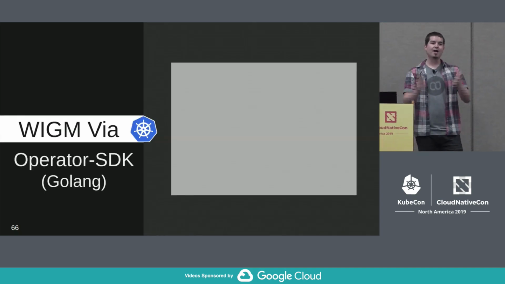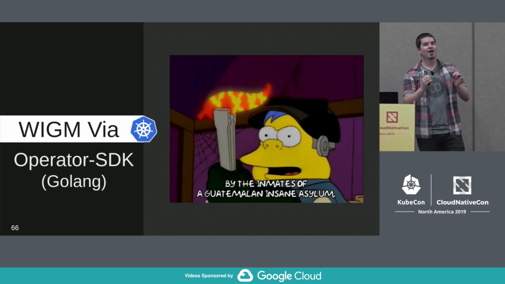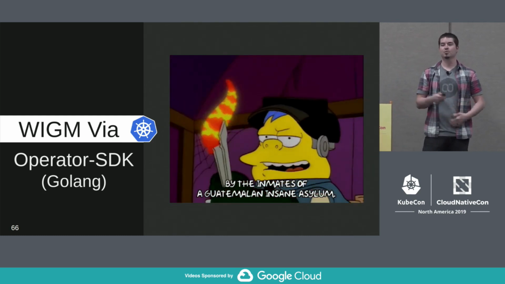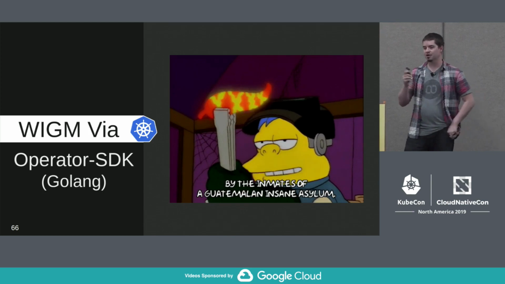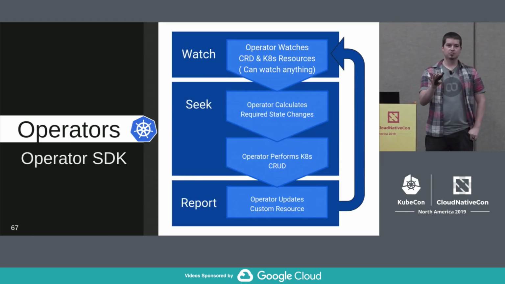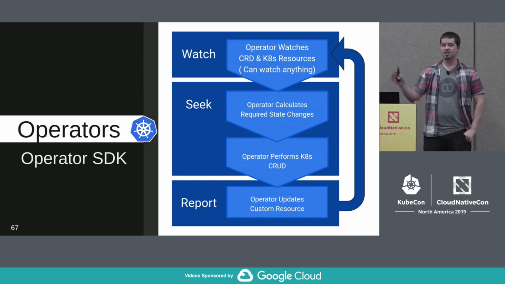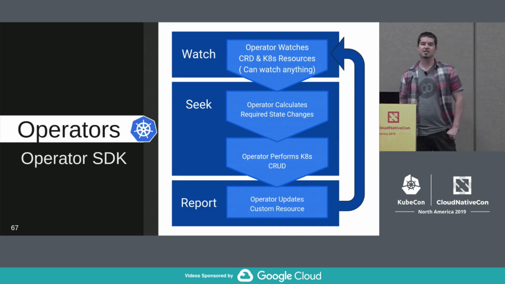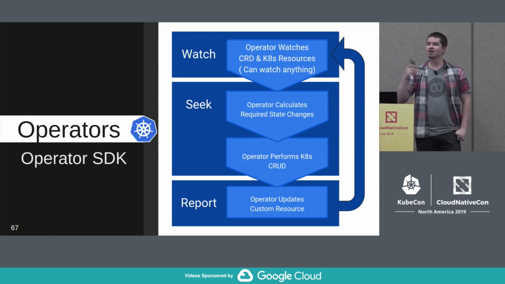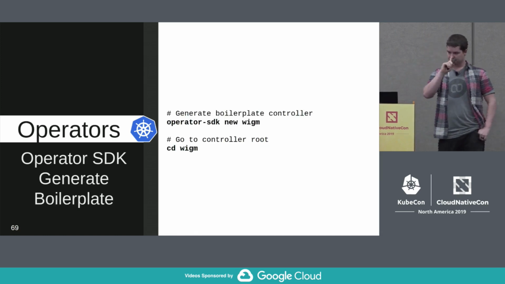So to get the real power, you want to go to Golang and use the Operator-SDK, hopefully, because it takes away a lot of the horrible boilerplate of Client Go. But we still have that same pattern. No matter what the controller is, no matter what you write it in, it's still watch, seek, and report. The difference is now we tell Metacontroller or Operator-SDK to generate the code for all of these things.